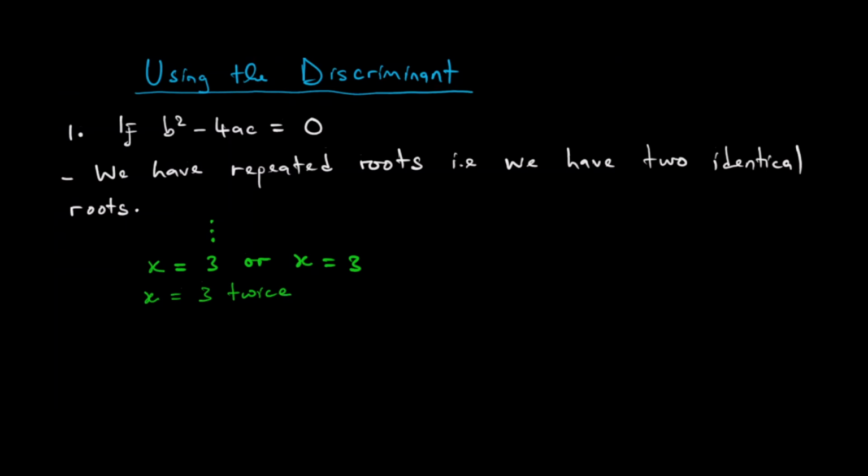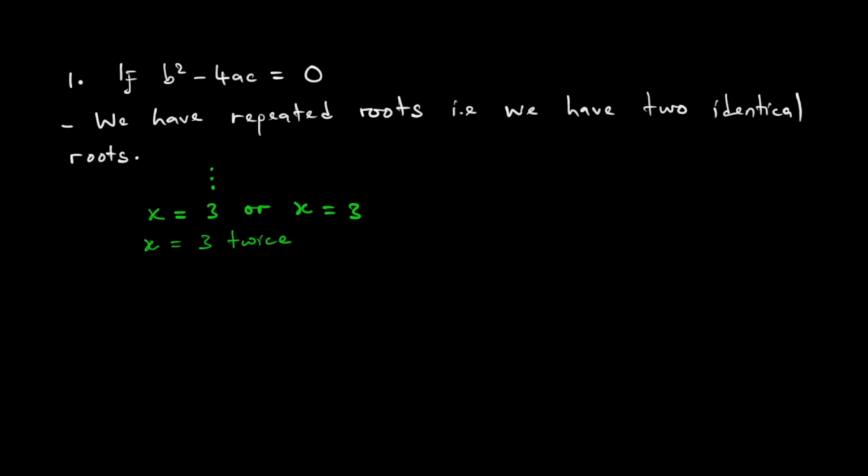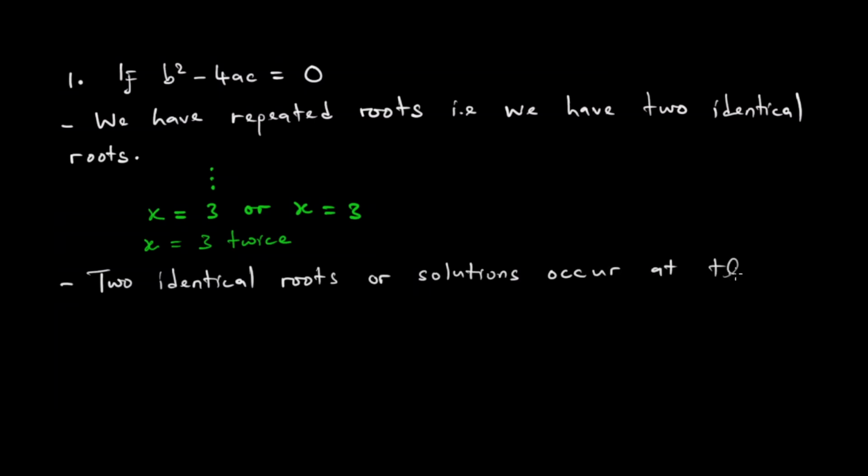So let us write it down and do the showing. Our next point is going to be two identical roots or solutions. They do occur at the same point of intersection of a curve and a tangent.